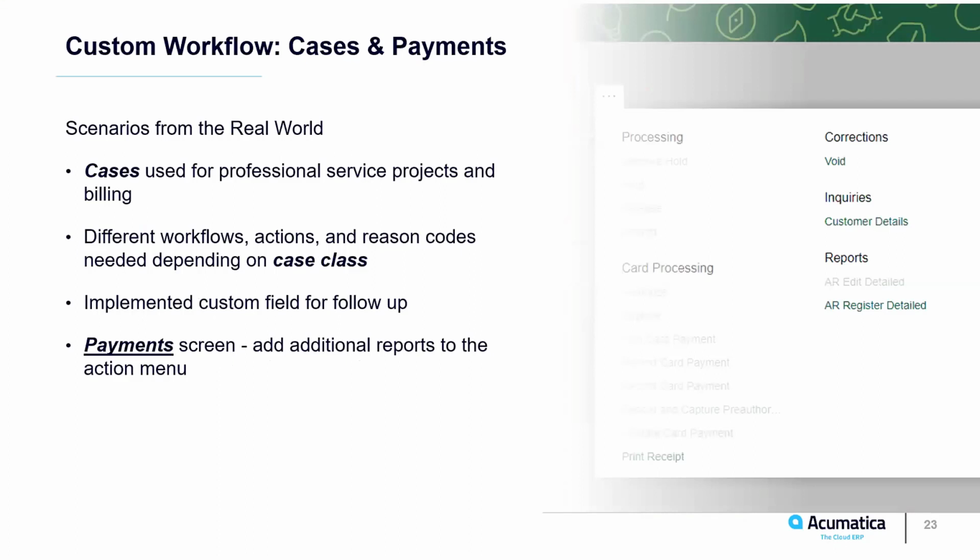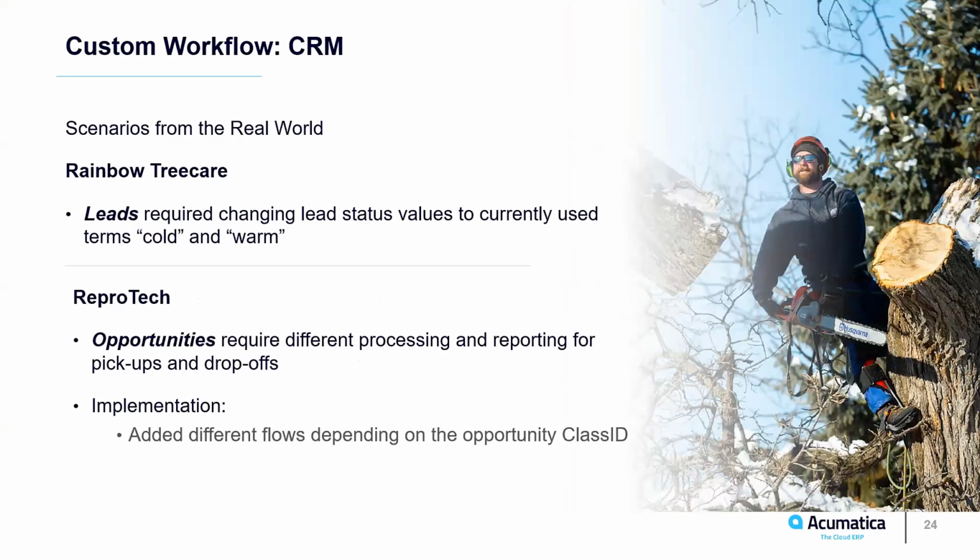Gemin Accounting spoke to me about some things they did. They use cases for professional service projects and for billing. Remember I mentioned that the status is almost always the field that you use when you're doing different workflows. Well, they used the case class to do that. So they had different case classes and wanted to do different workflows for each. I thought that was an interesting example.